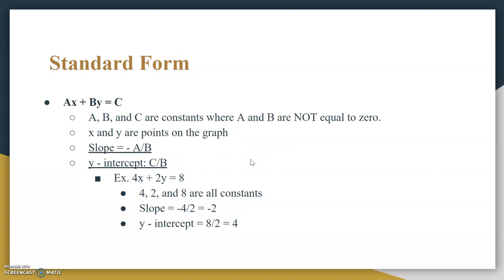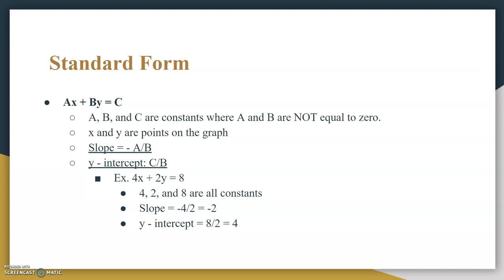Standard form. ax plus by is equal to c. A, b, and c are constants where a and b are not equal to 0. X and y are points on the graph. The slope of this equation would be negative a divided by b, and the y-intercept would be c divided by b. Let's take a look at an example.